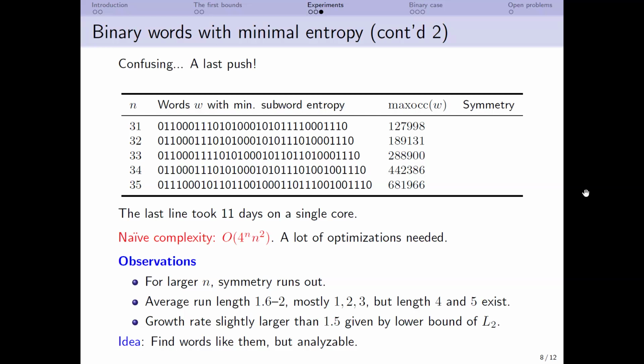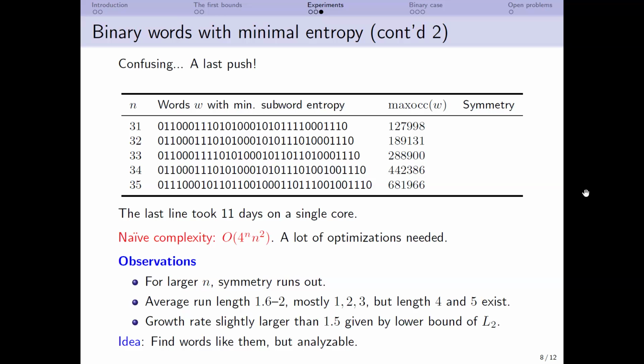And already from this last part of simulation, we see that, at least, we don't have symmetry anymore. There's nothing. So we're probably sure that symmetry is not the story for this subword entropy. But there are still some structures.